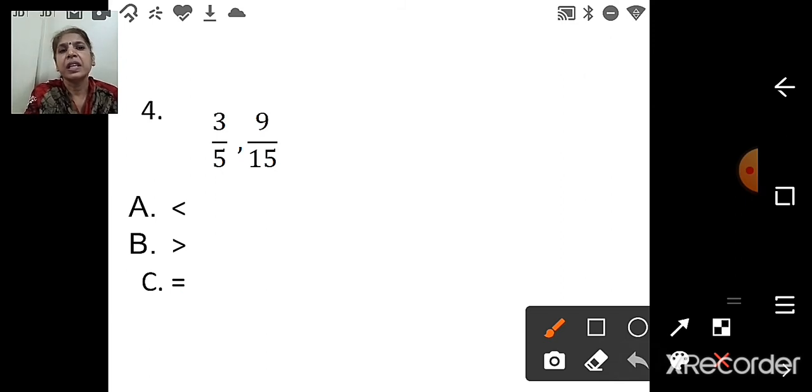This sum can be done this way also, or we can do it the other way. 3 multiplied by 3 is 9, and 5 multiplied by 3 is 15. So they are equal rational numbers, and then also the sign is equal to.